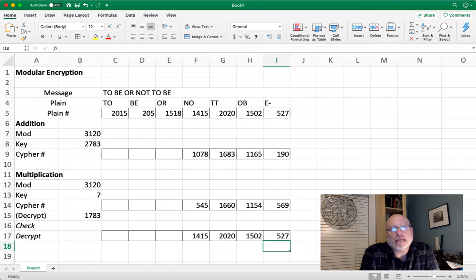Okay, we're going to look at a couple of examples of modular encryption. Specifically, we're going to look at two of them in this video: addition being the simpler idea, and then also multiplication. We're going to save exponentiation for a later video. Okay, so this is the beginning of doing a little bit of our encryption.